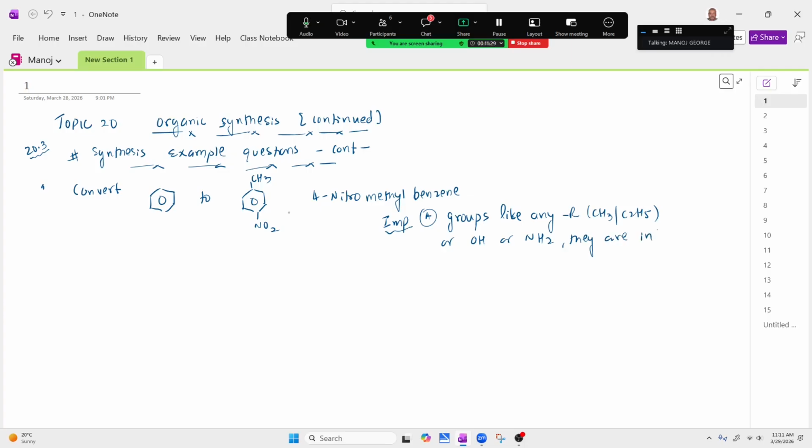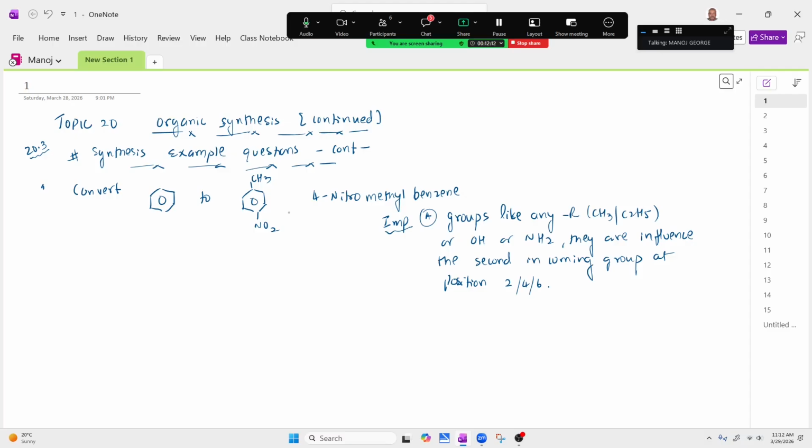If you have any of these groups already on the benzene ring, let me write it in a very simplified way, they influence the second incoming group at position 2, 4, or 6. What I'm trying to say is, if there is already a methyl group or an OH group or an NH2 group in the benzene ring, and you want to put something else on the ring, that second group is going to go at position 2, 4, 6. You don't need to know the detail of it. They are basically called ortho-para directing groups.